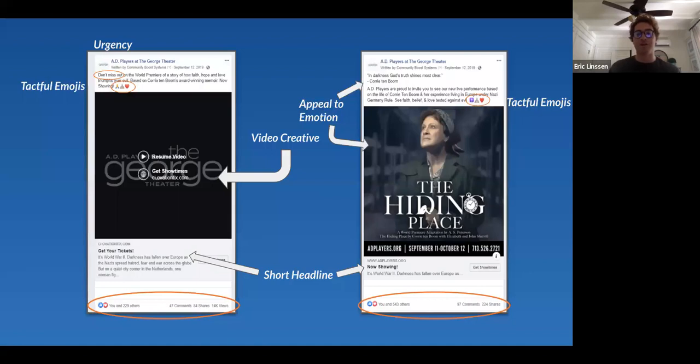So the best way for you to see what would work for you is just to schedule one-on-one time, which we're super willing to schedule with you guys. But this is just some slight tactics and tips that work for one of our clients, which is a theater. But you see, using video creative, appealing to emotion in the copy, a short headline, the right call to action, tactful emojis, all these things can help your creative stand out from other Facebook ads, and then make your conversion rates skyrocket.